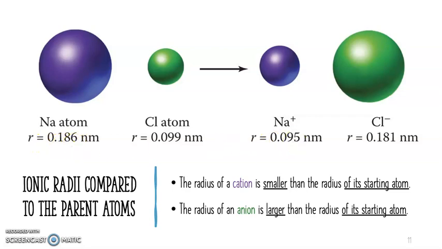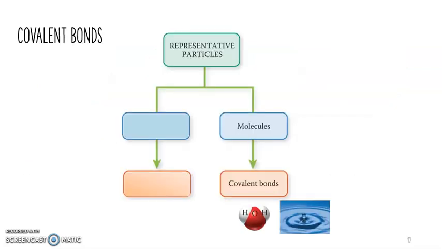0.186, so smaller. Now, in contrast, for chlorine atom, when it gains electron, it becomes chloride ion. Chloride has an atomic radius bigger than chlorine atom. The atomic radius of chloride is 0.181 nanometer, but for chlorine atom, it's only 0.099 nanometer. So when an atom gains electron, the atomic radius gets bigger. When an atom loses electron, the atomic radius gets smaller. We talked about ionic bonds. Now let's talk about covalent bonds.